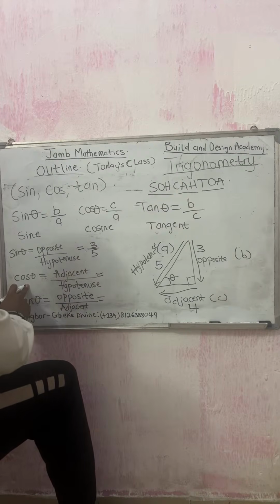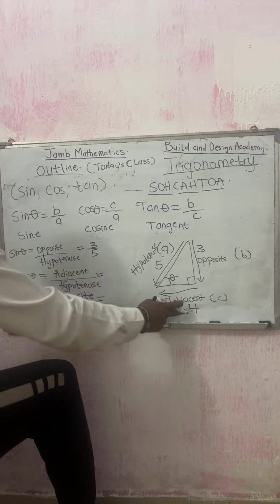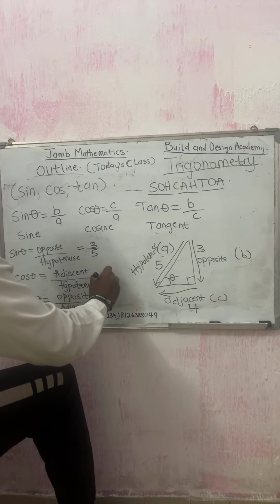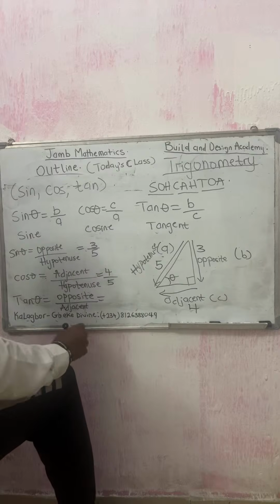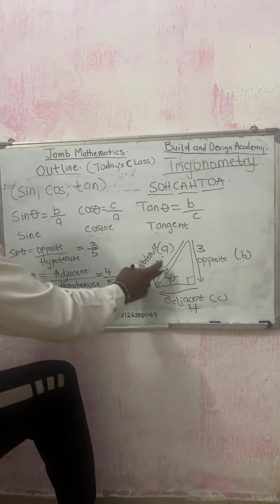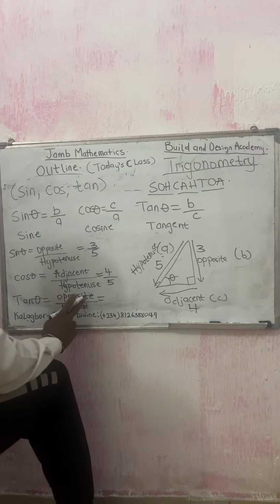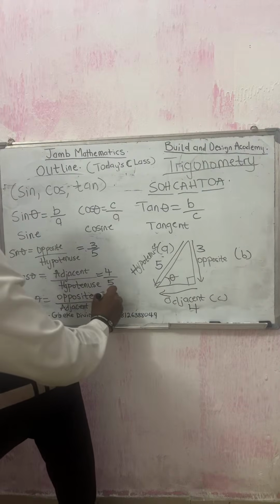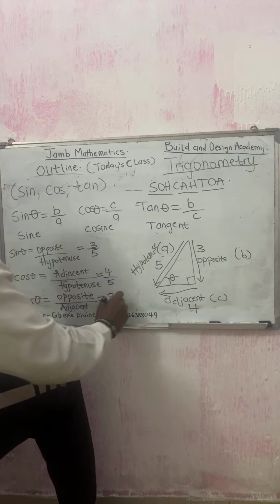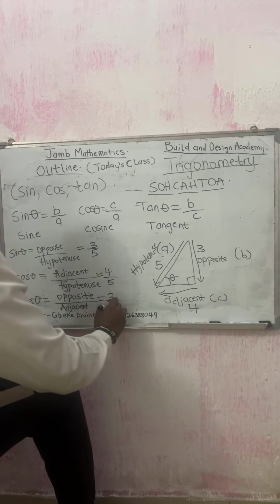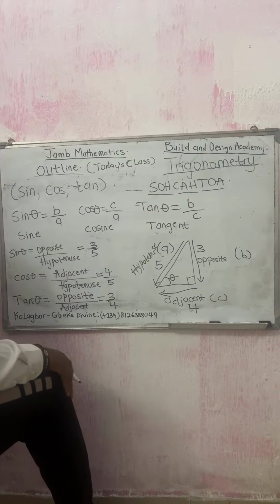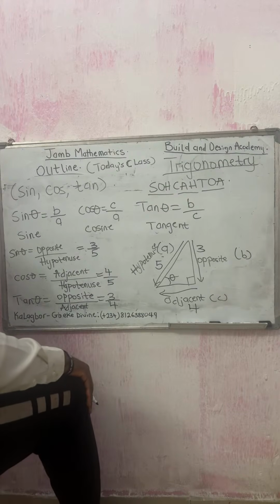While cos theta will be what? Adjacent over hypotenuse. Adjacent is 4 over what? Hypotenuse, which is 5. 4 over 5. And we have tan theta as opposite over adjacent. Opposite is 3, and adjacent as what? 4. So this is how they will be represented.